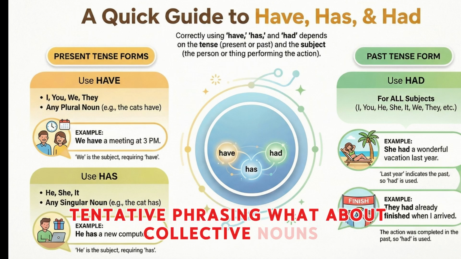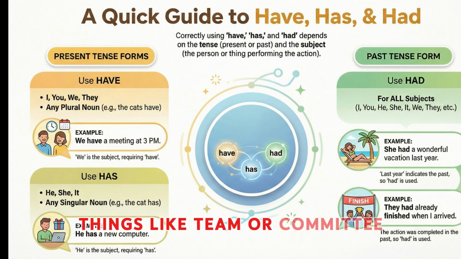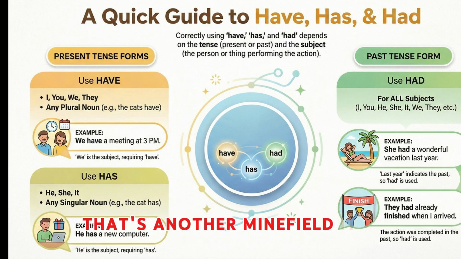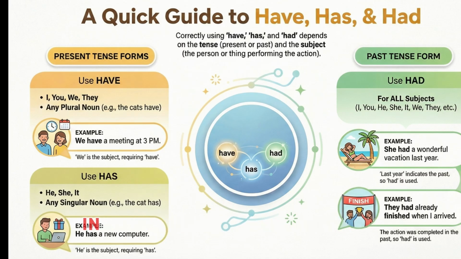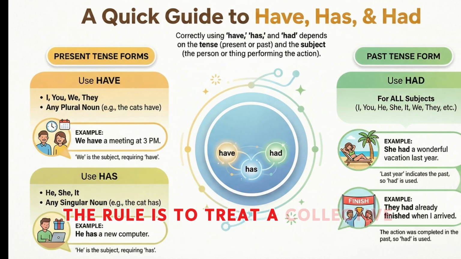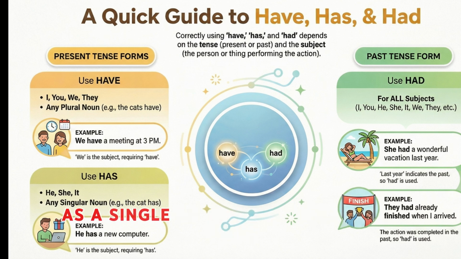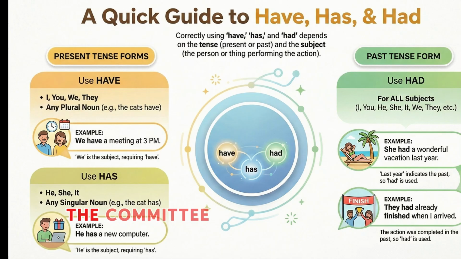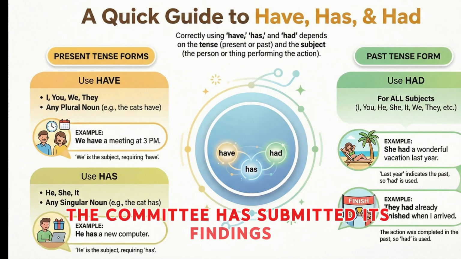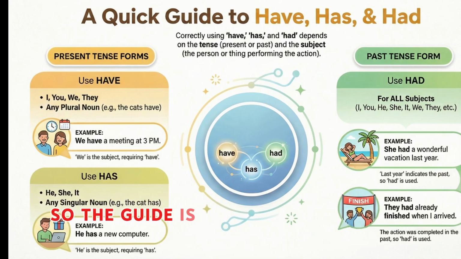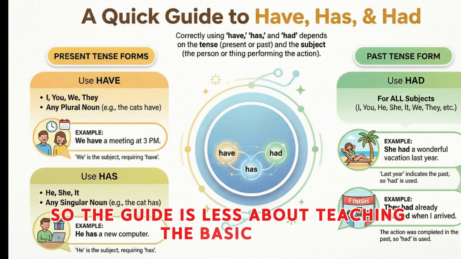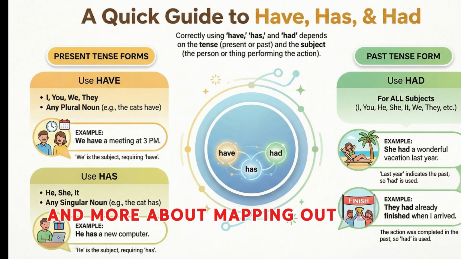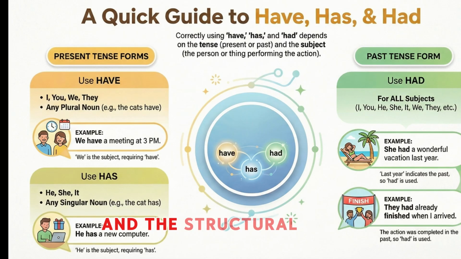What about collective nouns? Things like team or committee? That's another minefield. It is. In standard American English, the rule is to treat a collective noun as a single entity, so it takes the singular form. The committee has submitted its findings. So the guide is less about teaching the basic rule and more about mapping out all the exceptions and the structural traps.